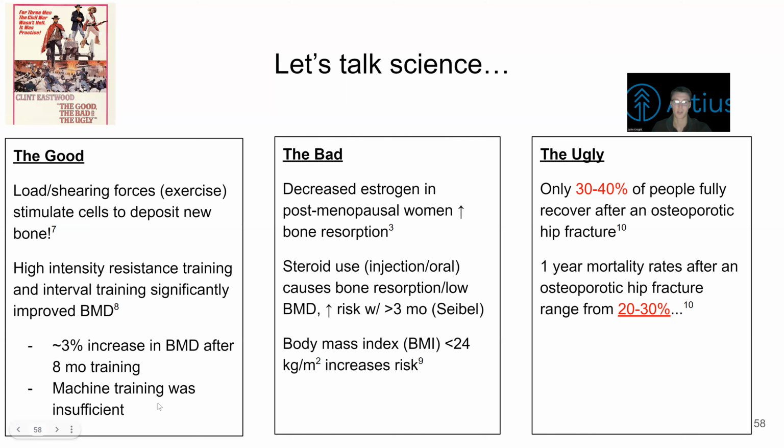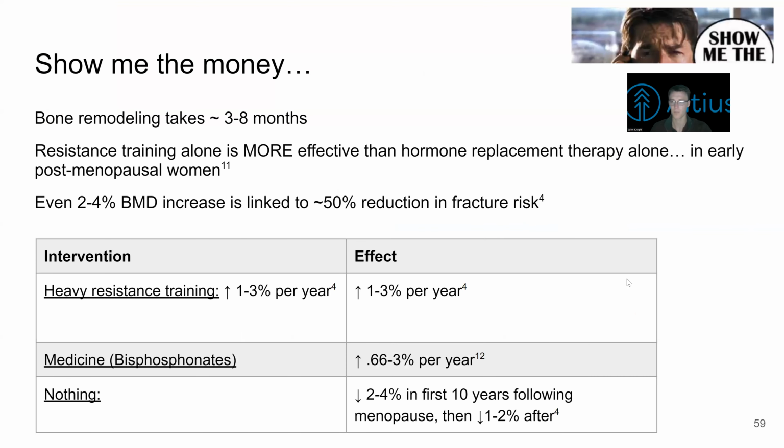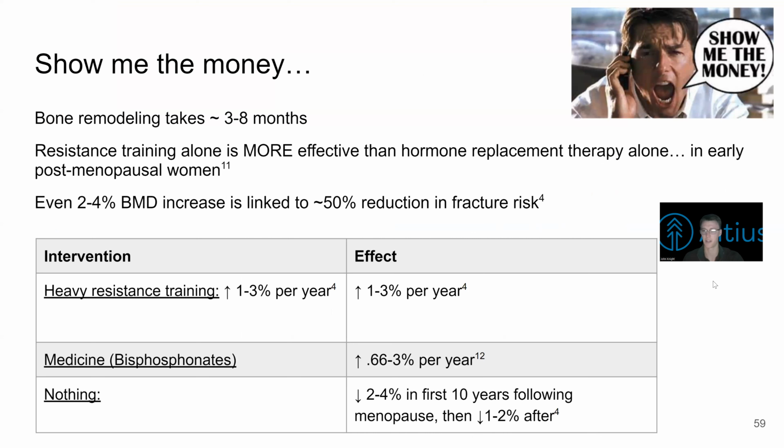They did also find that machine training is just insufficient. So going and sitting on a knee extension machine, or doing a leg press, or doing one of those chest presses on the machine, that's not enough load through the skeletal system to actually stimulate increased bone mineral density. So we need to lift heavy weights. We need to stress the skeletal system to build back that bone strength. Okay, this is the fun stuff too.